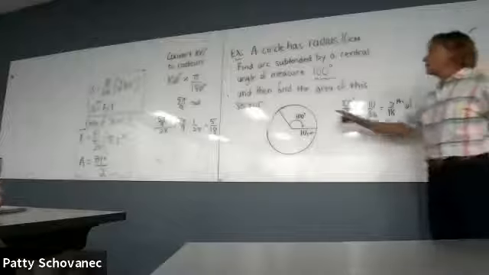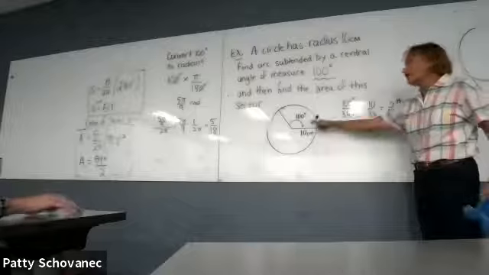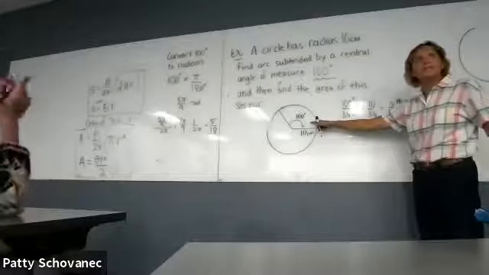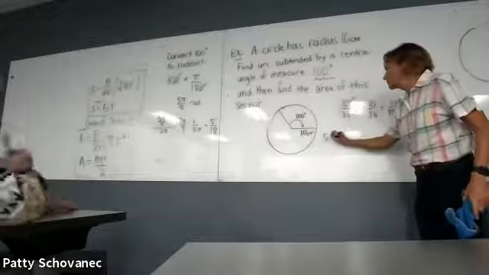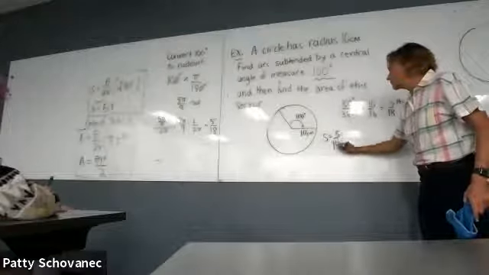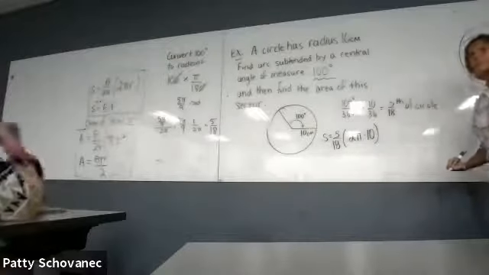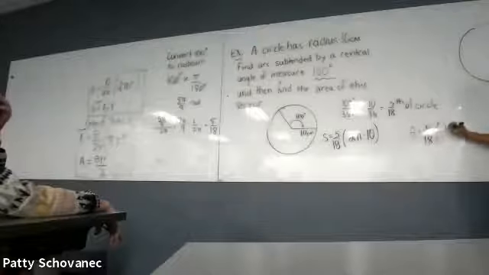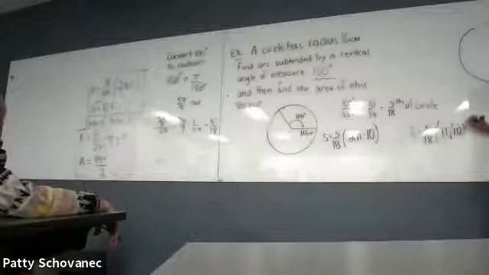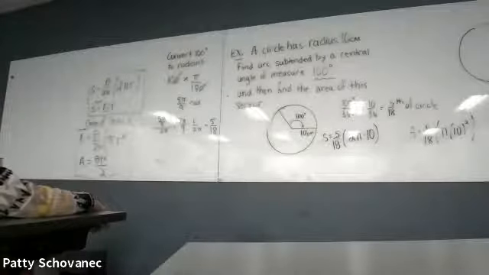So for arc length, S is going to be 5/18 of 2 pi r. R was 10. For area, area is going to be 5/18 times pi r squared. Would we leave it like that on WebWork or on an exam? Yeah, that's fine.